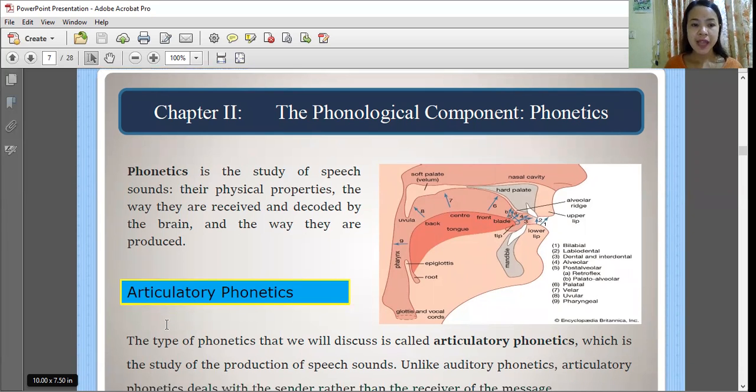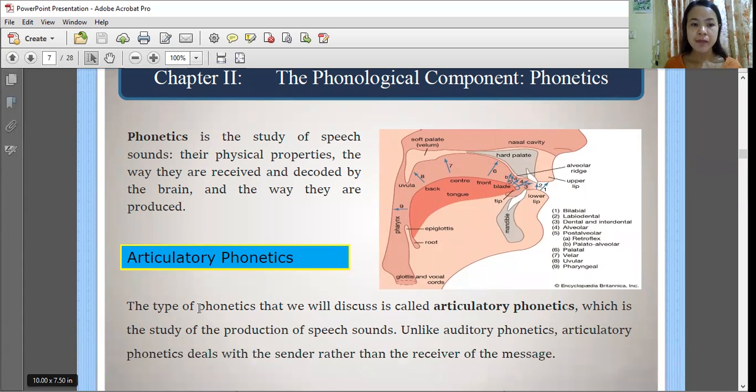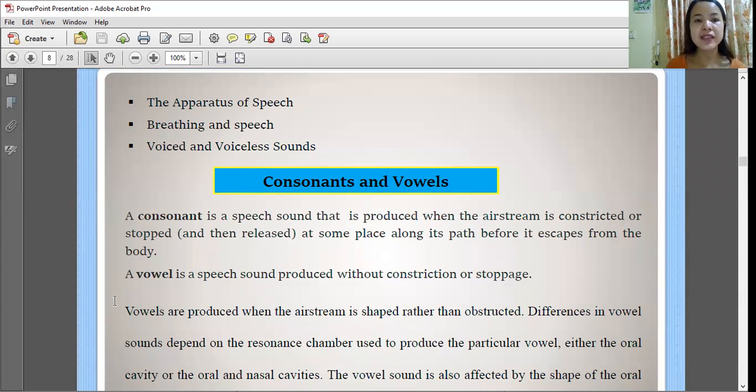Here is articulatory phonetics. The type of phonetics that we will discuss is called articulatory phonetics, which is the study of the production of speech sounds. Unlike auditory phonetics, articulatory phonetics deals with the sender rather than the receiver of the message. And articulatory phonetics covers the apparatus of speech, breathing and speech, and voiced and voiceless sounds.